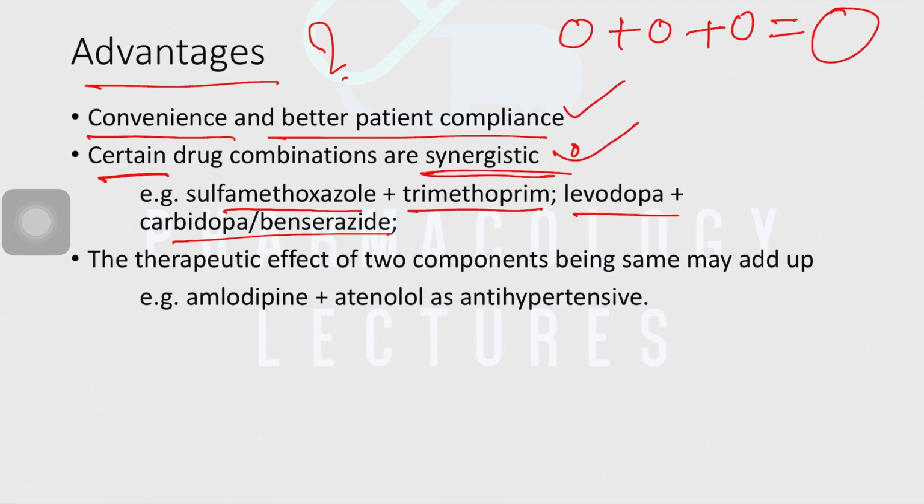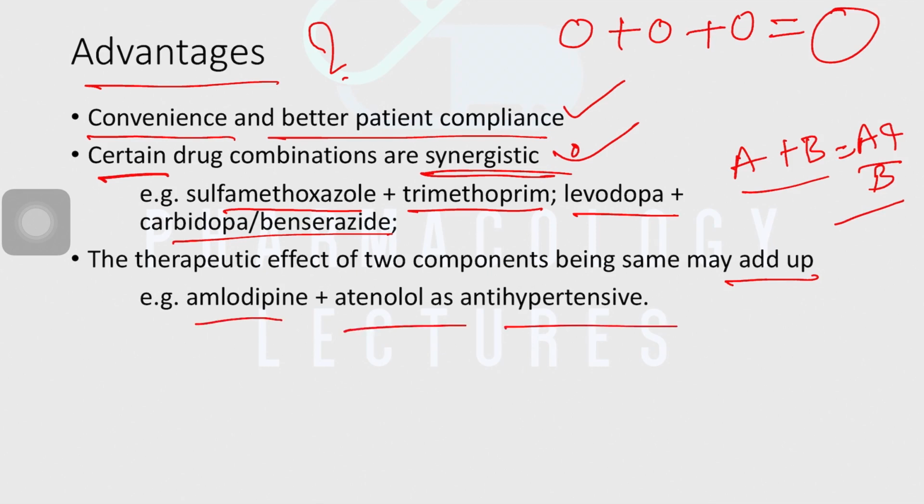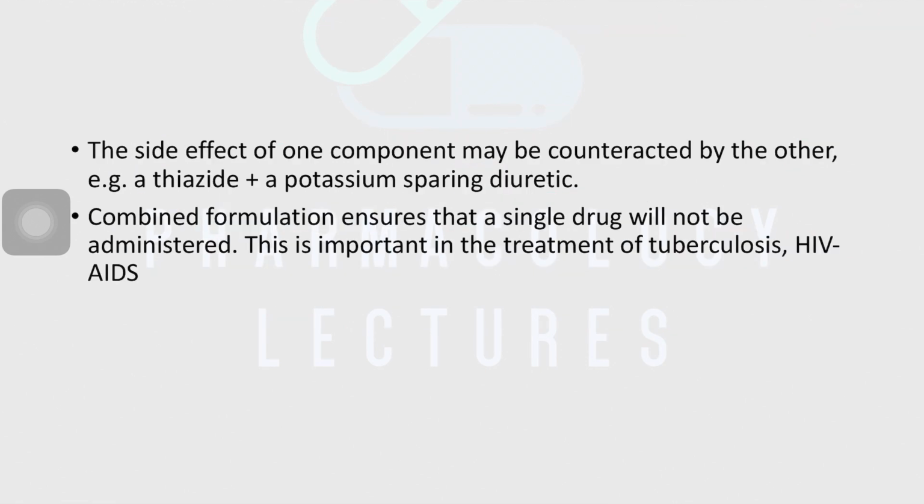The third advantage is that the therapeutic effects of 2 drugs sometimes add up. We have also seen in the combined effect of drugs, there are 2 ways the drugs get combined and produce their positive effect. One is additive effects, where simply A plus B is equal to the effect of drug A and the effect of drug B, and that is the simple addition effect. So combining some of the drugs would produce additive actions, and that is quite helpful in some chronic diseases. So the third advantage is additive effect.